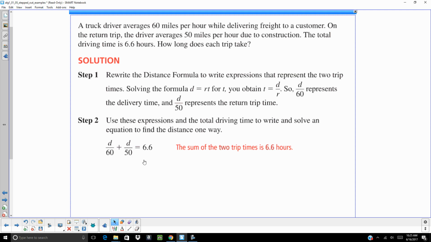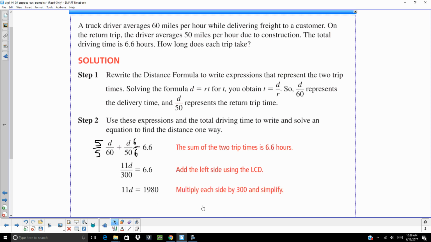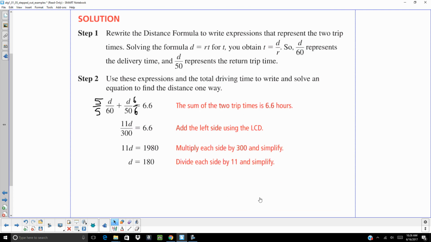d over 60 plus d over 50. You have to get a common denominator. This one's a little bit tricky, so you need to multiply that by 5 over 5, and that one by 6 over 6. That's where that 11d comes from. Multiply both sides by 300. Divide by 11. The distance is 180. So the distance one way is 180 miles.